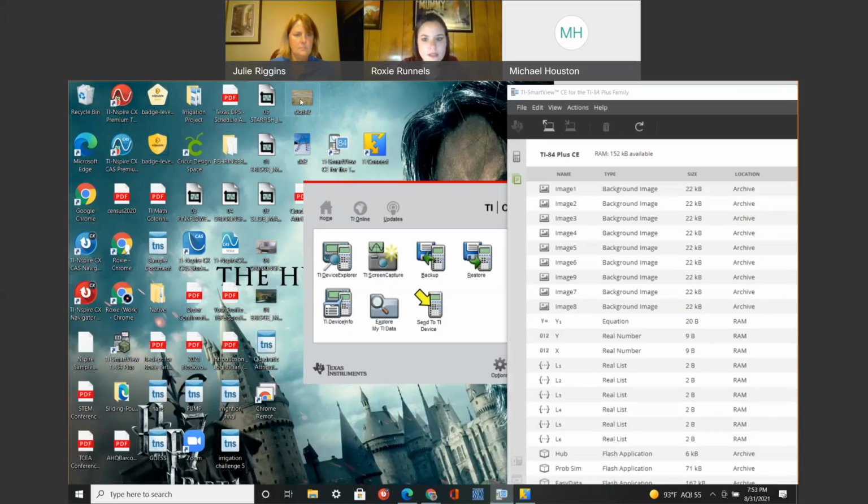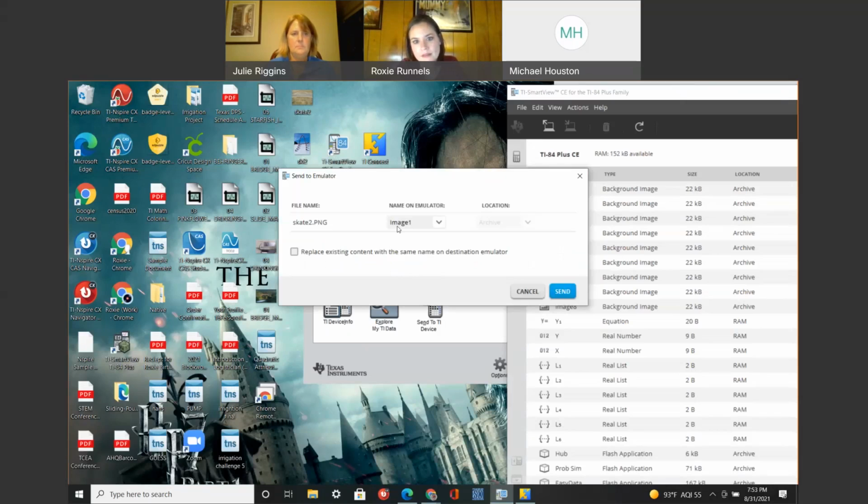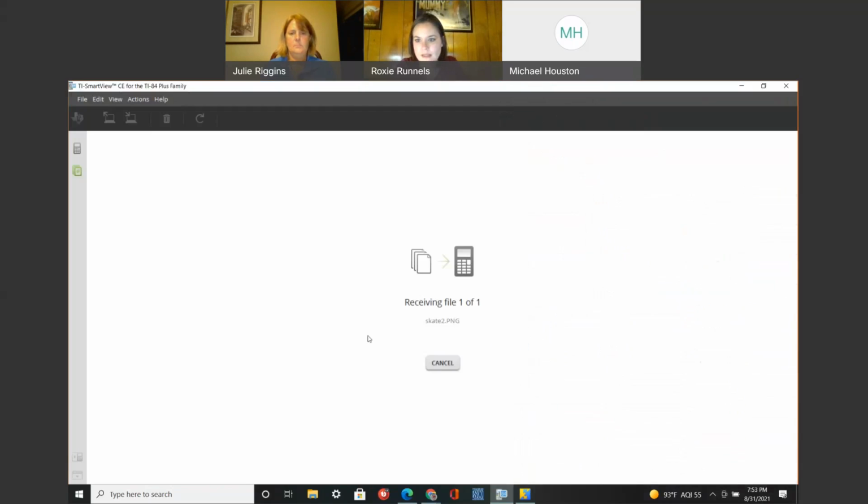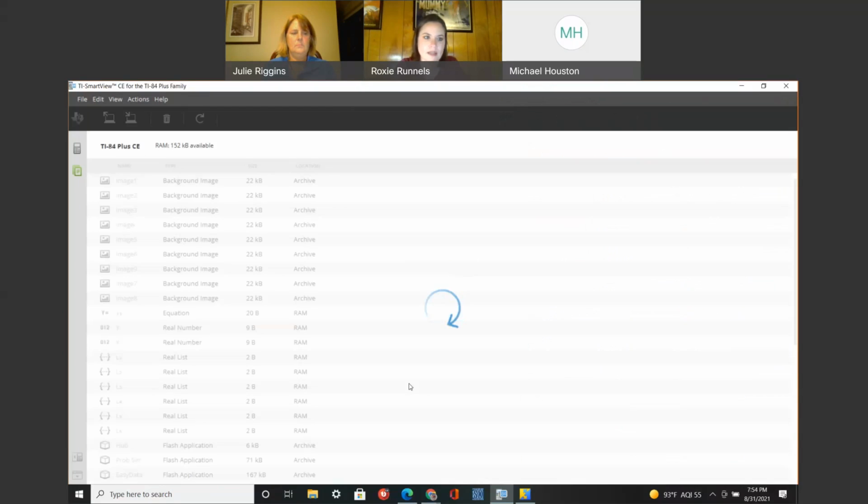I'll drag my skate picture. When I drag and drop it, it's going to ask me where I want that image to go. And so you can override with that 1 through 7. I usually like to leave those alone and kind of move it towards the end. If I move it to, let's say, image 8, and you can say replace the existing content and send. It's going to think about it.